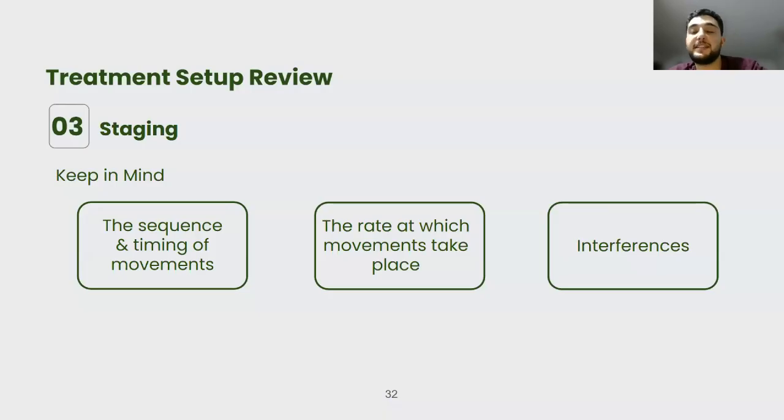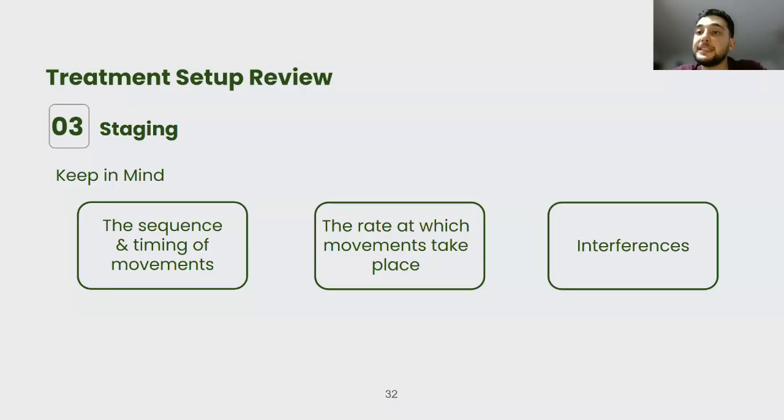Second of all, after checking the sequence and the timing of movements, we look at the rate at which the movements take place. For example, if the tooth is moving at a higher limit to stay in a lower number of aligners, this is sometimes what technicians do. They don't want to show you a long treatment setup with 30 plus aligners or 40 plus aligners. So what they do is move the teeth at higher rates, and you need to keep an eye out for that.